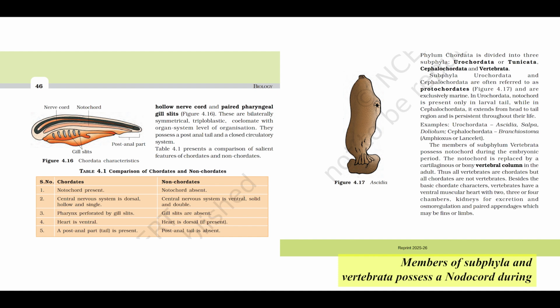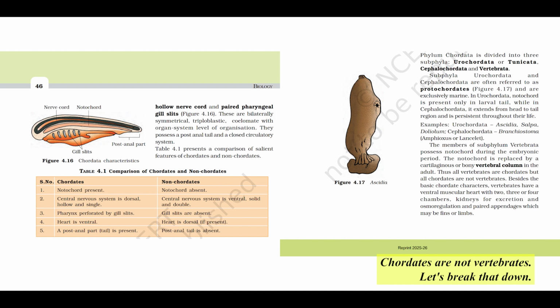Members of subphylum Vertebrata possess a notochord during their embryonic period, but in the adults, this notochord is replaced by a more robust, segmented structure, the cartilaginous or bony vertebral column, the backbone. So the backbone replaces the notochord. This leads to that famous statement. Precisely. This leads us to that crucial statement, a very common assertion reasoning type question in NEET. All vertebrates are chordates, but all chordates are not vertebrates.